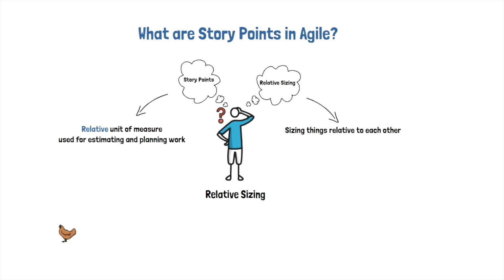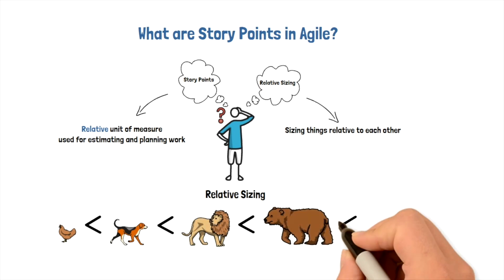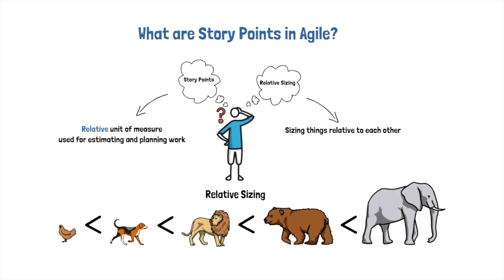For example, let's imagine we are comparing a chicken to a large dog, to a lion, to a bear, and to an elephant. It's pretty clear which one is bigger than the other, even if we don't know the exact weight or size of each one. In the Agile world, this means that if we have a story that is assigned 1 story point and another story assigned 2 points, the 2-point story should take twice more effort compared to the first one.